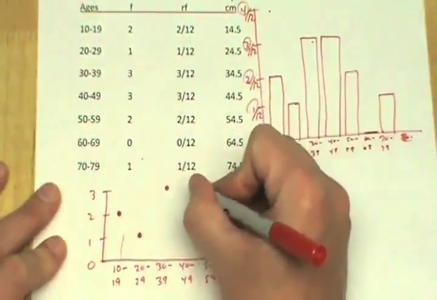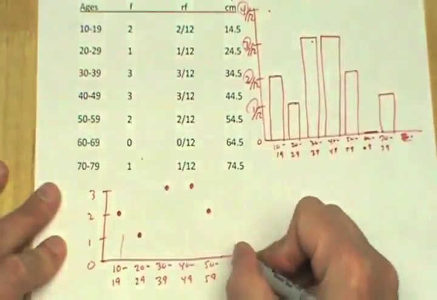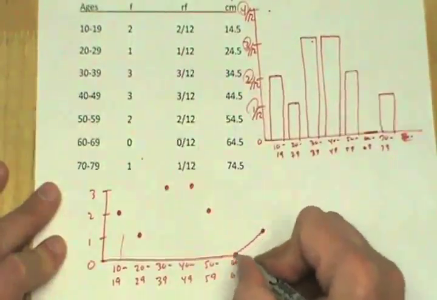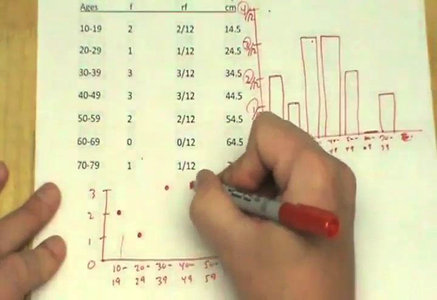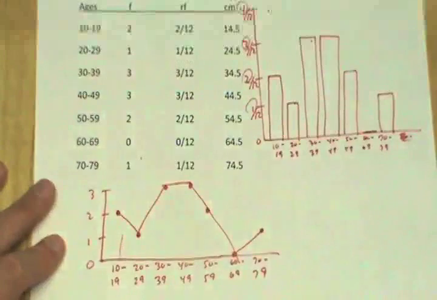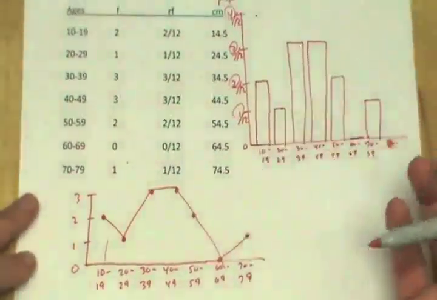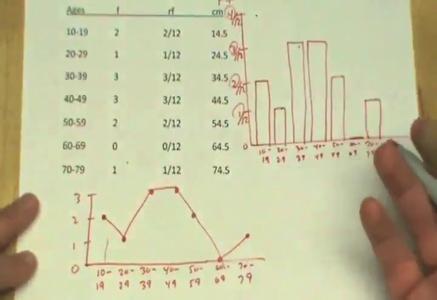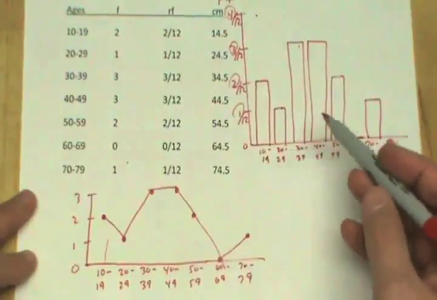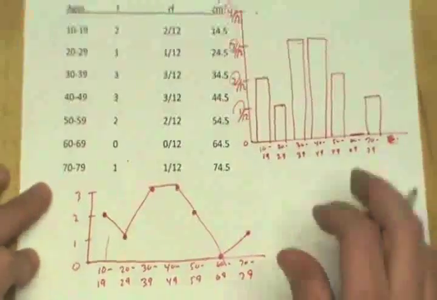The next one is also a 3, 40 to 49, 50 to 59 is 2, 60 to 69 is 0, put a dot at 0, and 70 to 79 is a height of 1. And then you would connect the dots as straight as you can, and that would be your polygon. The information you would get is the same, no matter if it's a histogram or a polygon. It's just a matter of which one do you want to use to get out your information. Some are prettier than others. Some people like the bar graph, some people like the polygons. It just depends on your flavor, that's all.